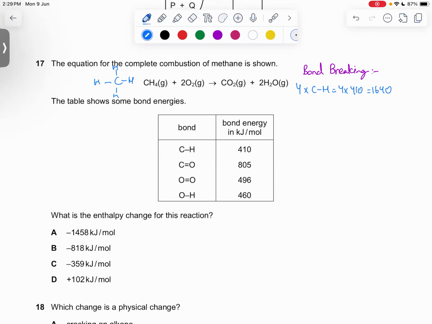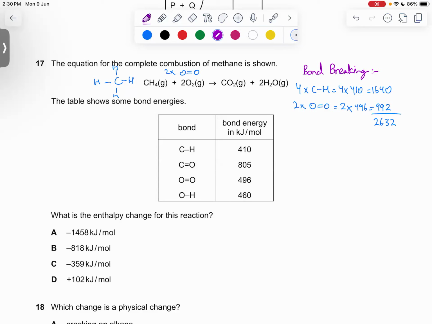Next, we have 2O2. O2 means oxygen double bond, and there are 2 of them, so 2 multiplied by 496. 496 times 2 equals 992. Yes, exactly, 992. You're going to add them together. 992 plus 1640 equals 2632.